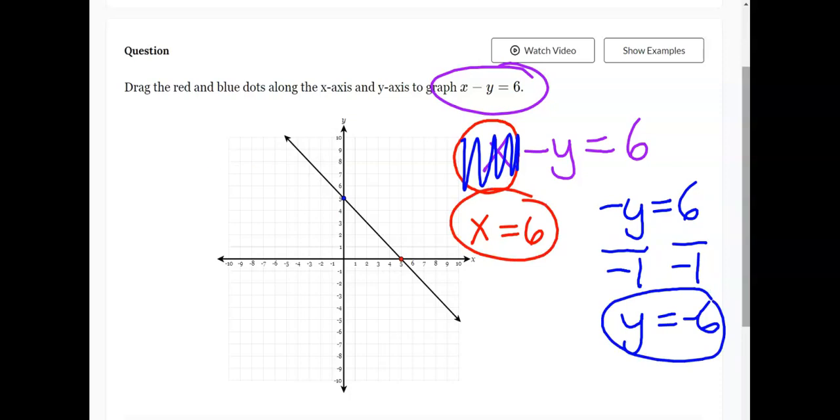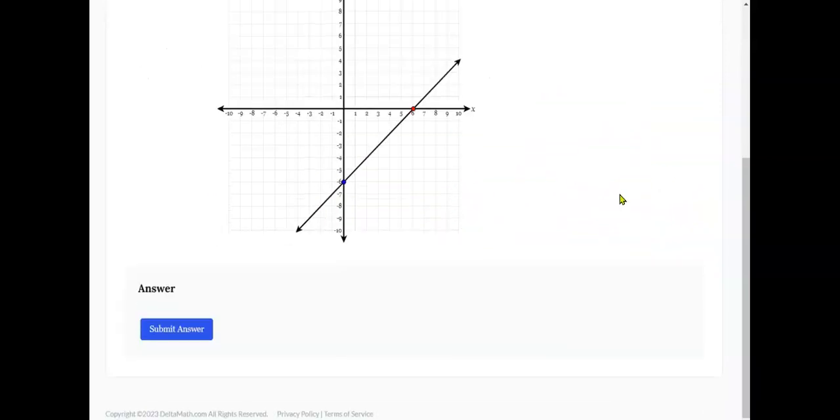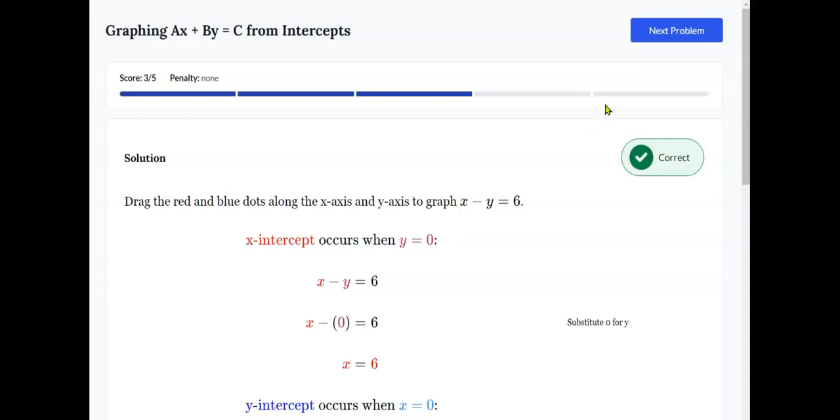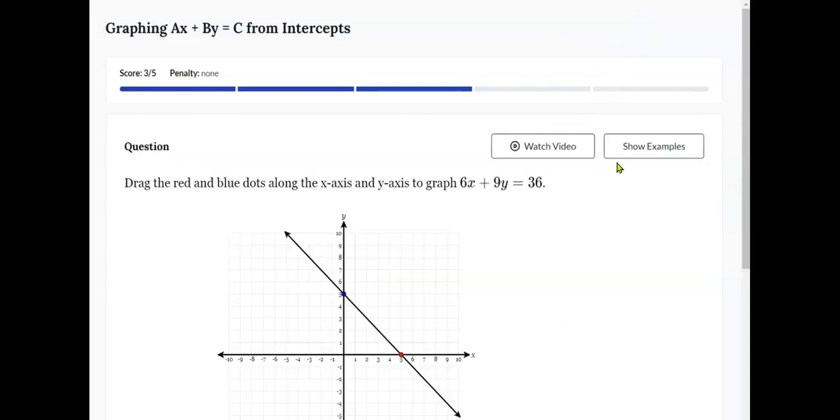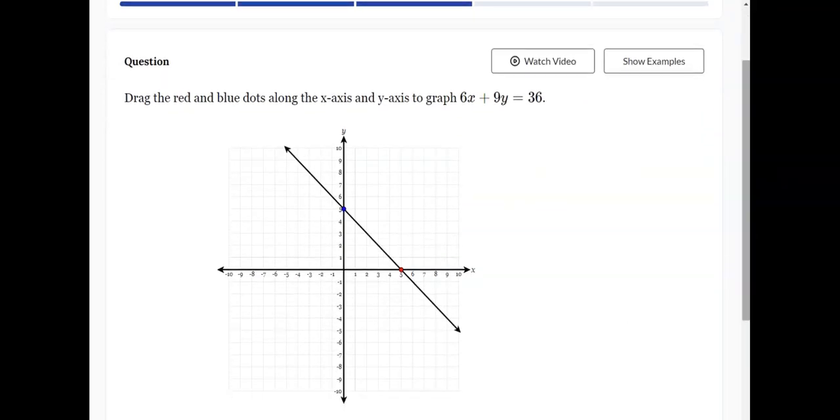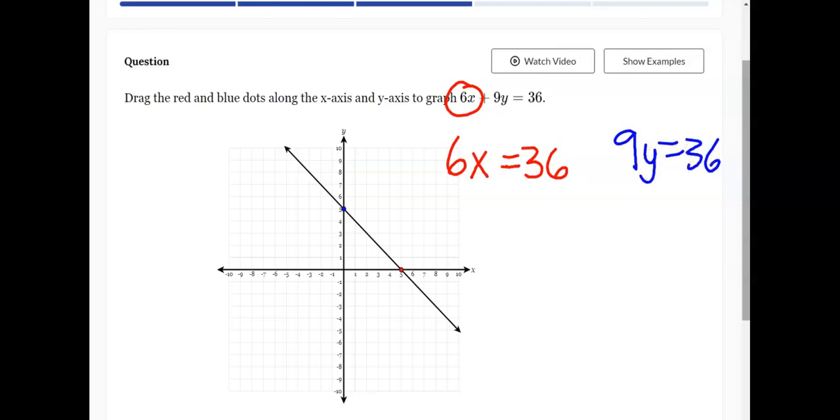So on the graph, the x-intercept is along the x-axis here, and we need to slide it to positive 6. And the y-intercept, which is the blue point, we need to slide down to negative 6. And now we have graphed it using the intercepts. So each time you get a new problem, you simply split it into two separate equations. So here for this question, the x value is 6x, and the answer stays the same. And the y value is positive 9y, and then you solve for each letter.